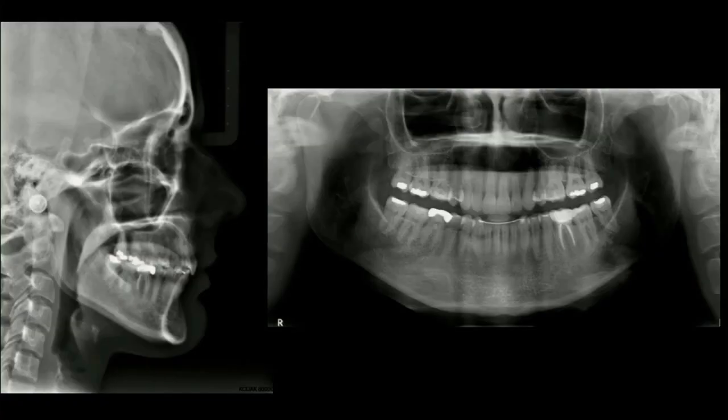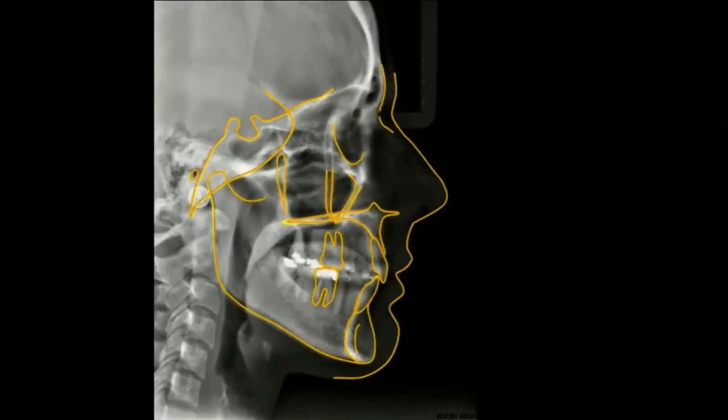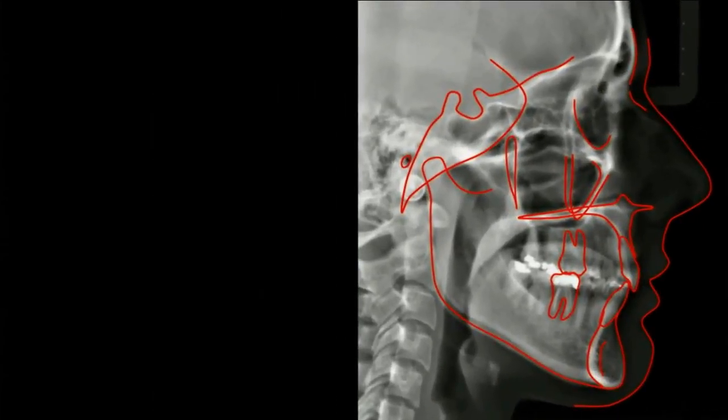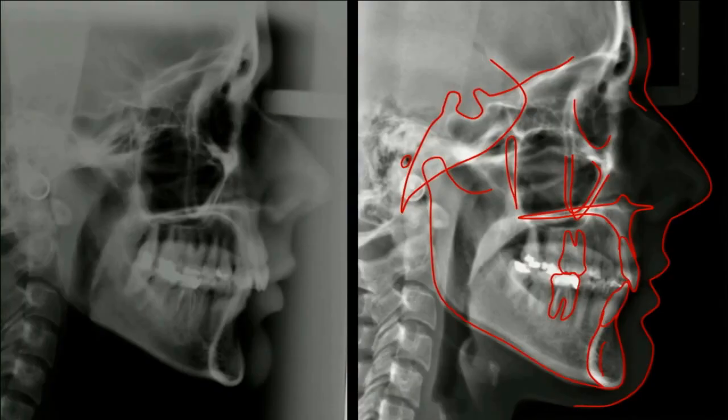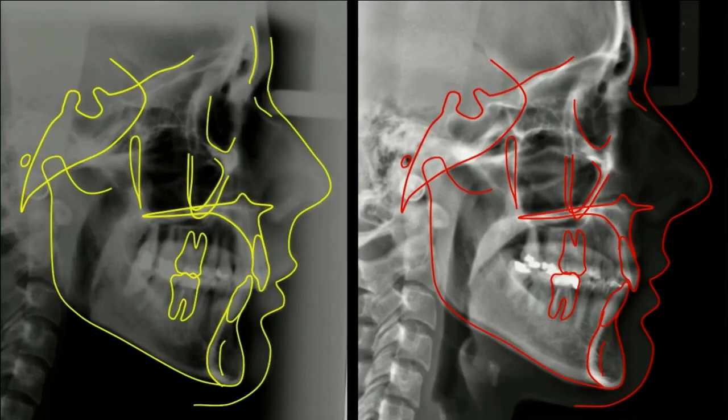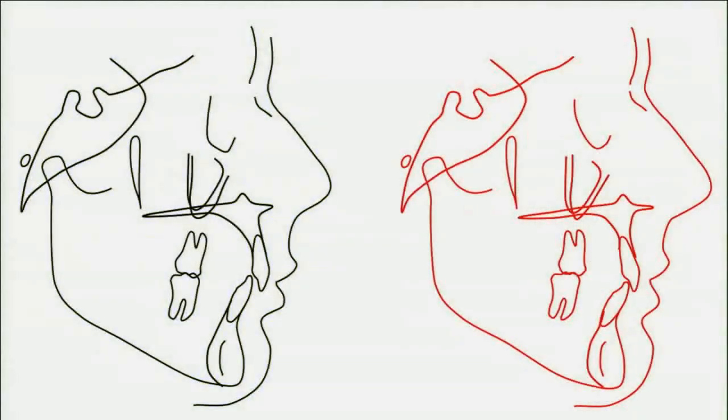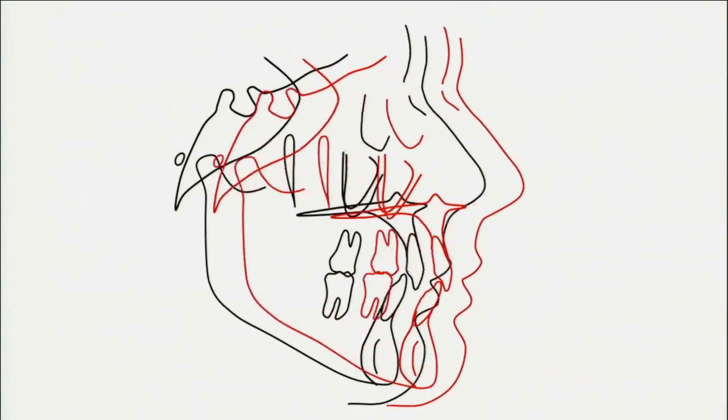That's her finished, and the x-rays. So her final tracing, her initial one. On the superimposition, we can see that we did not get a lot of proclination, maybe 1 to 2 or 3 degrees. We also did a lot of IPR on that patient, so that's why we didn't get a lot of proclination as well.